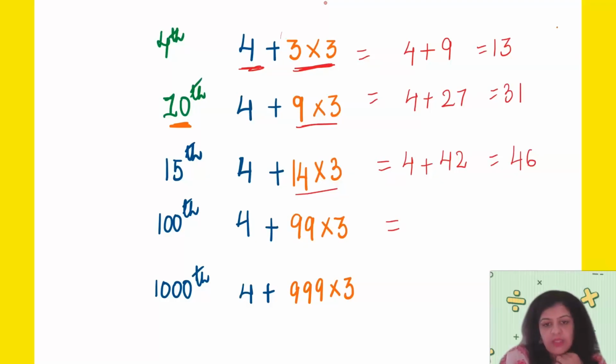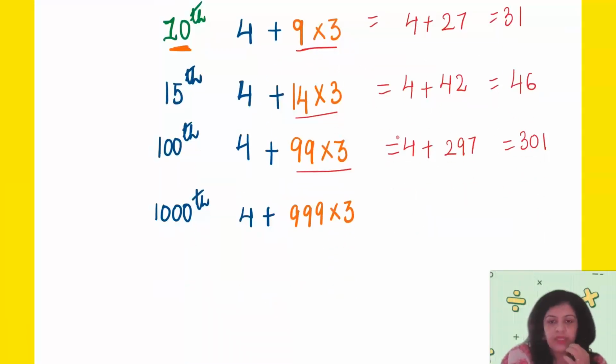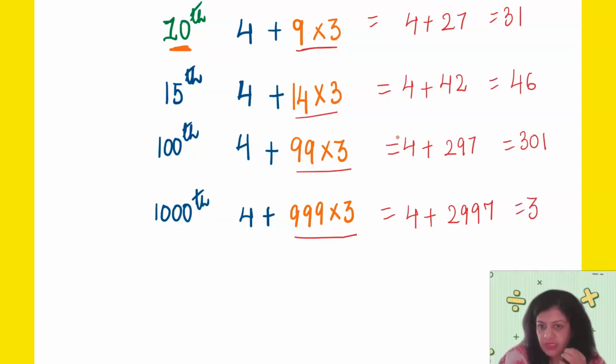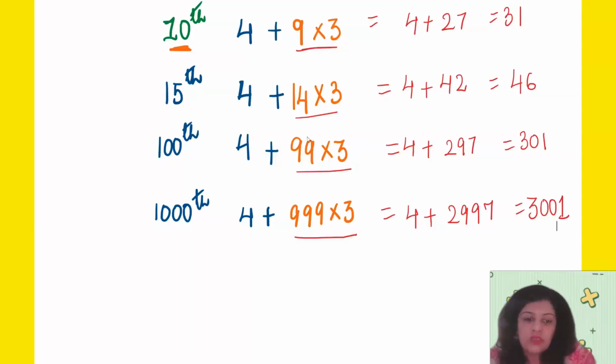Then how much is 99 groups of 3? It is 297 plus 4. It comes out to be 301. Then we have 999 groups of 3. That is 2997. And 4 is being added. So 3001. So 3001 matchsticks will be used for the 1000th figure.